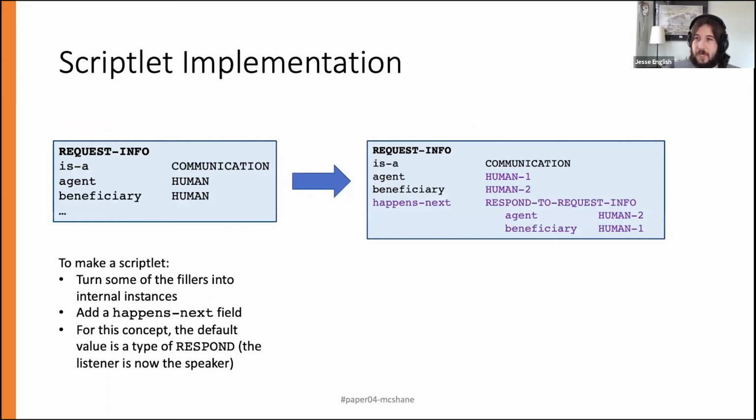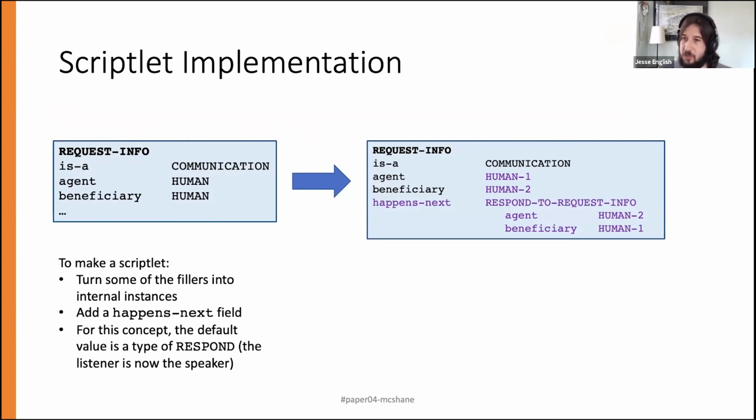So in order to do that, we'll take a look back at this request info frame. Previously, we had the agent and the beneficiary as a human, some other elided stuff that we don't care about. What we're going to do is change it to the version on the right. And the key point here is that the humans now are specific human instances. Now, keep in mind, these are internal to the definition of request info. These are not the same as a particular human instance in the agent's long-term memory.